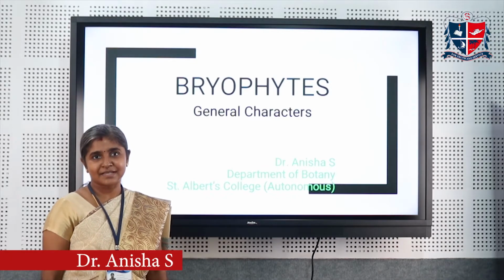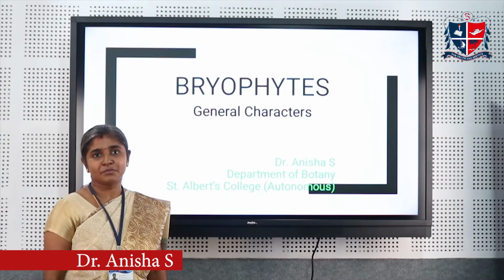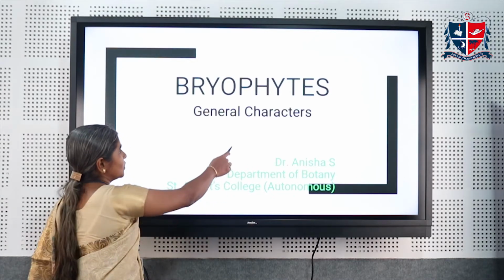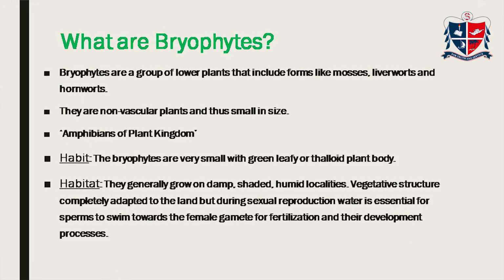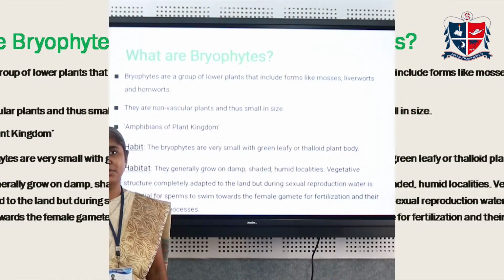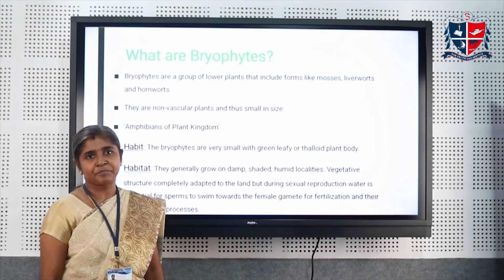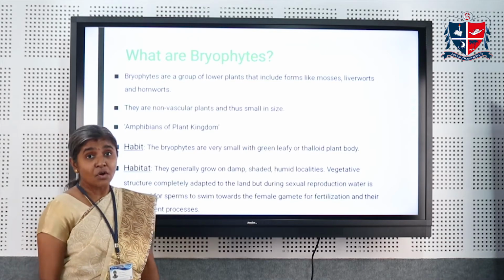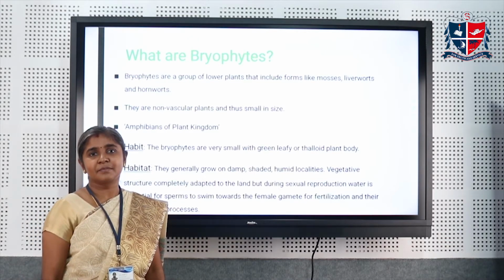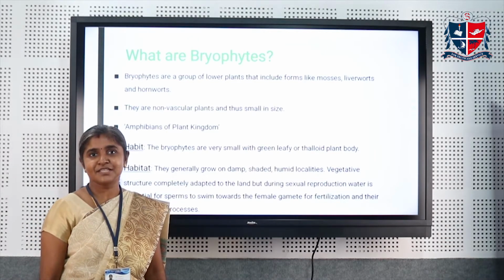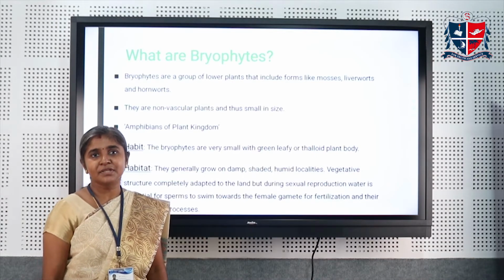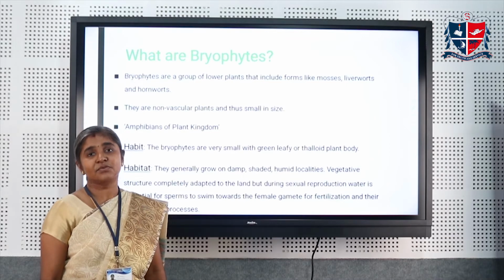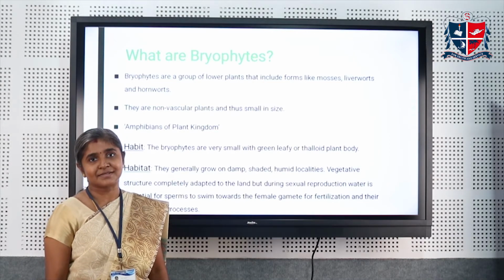Today I'll be discussing the general features of bryophytes. So, what are bryophytes? Bryophytes are a group of lower plants coming under the category of mosses, liverworts and hornworts. They are actually non-vascular plants, and because of that reason they are generally small in size. This is to ensure survival even though they lack vasculature for conduction of water and minerals.